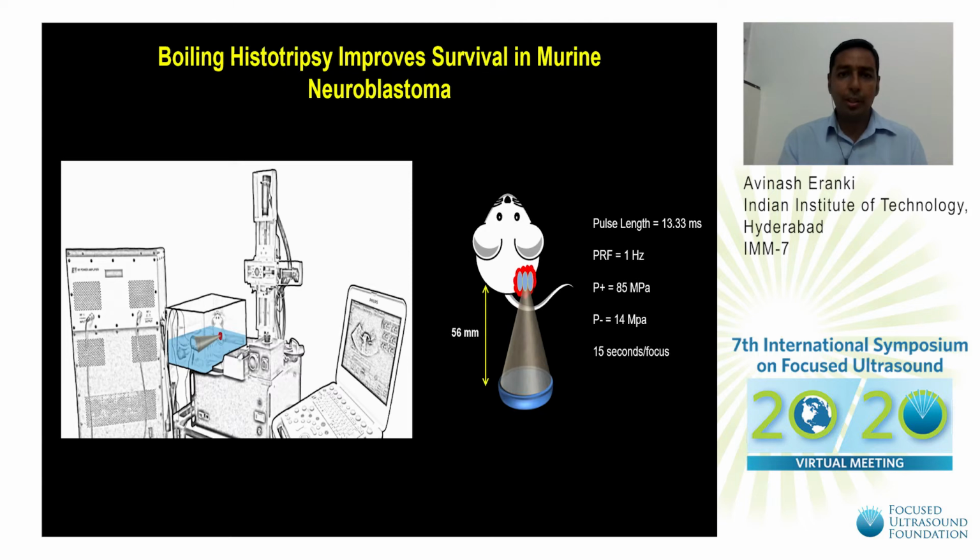We used a 13.33 millisecond long pulse at 1 Hz PRF. The peak positive pressure was 85 megapascals. The peak negative pressure was 14 megapascals. And each focus received 15 pulses. So the total sonication time per focus was 15 seconds.